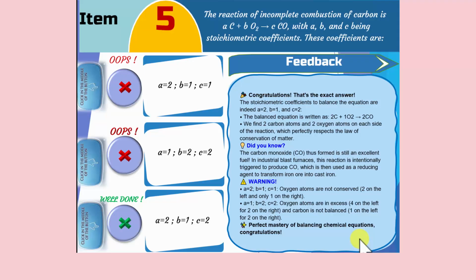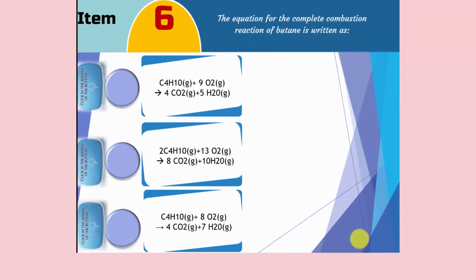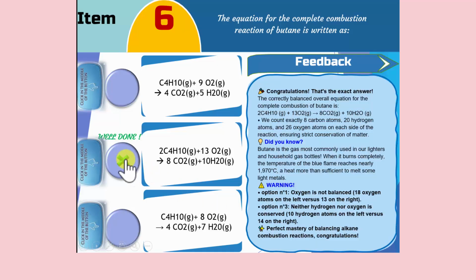Well done. The correct equation for the complete combustion of butane is 2C4H10 plus 13O2 yields 8CO2 plus 10H2O. This balances every atom: 8 carbon atoms, 20 hydrogen atoms, and 26 oxygen atoms on both sides. The other options do not conserve matter, because their hydrogen or oxygen counts are unequal. Well done on mastering this process.